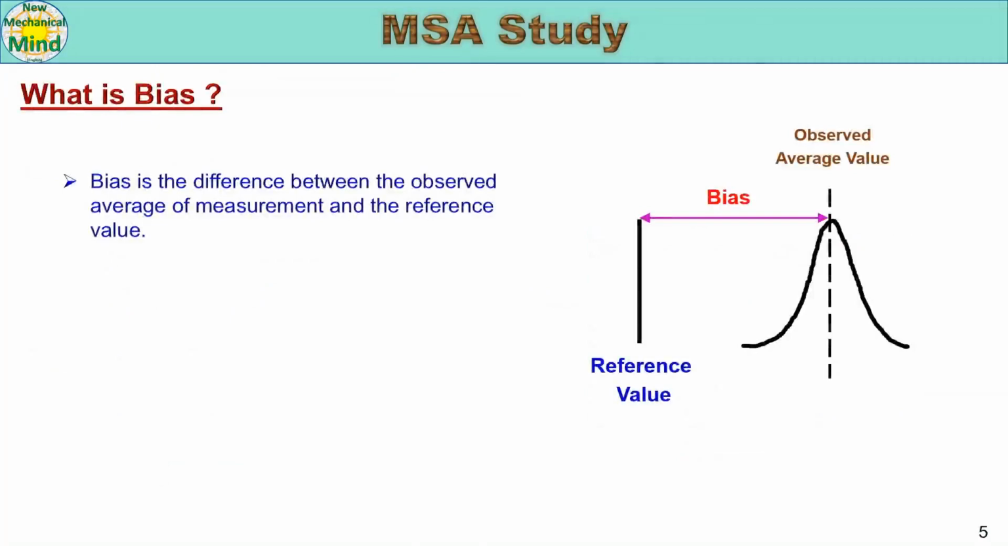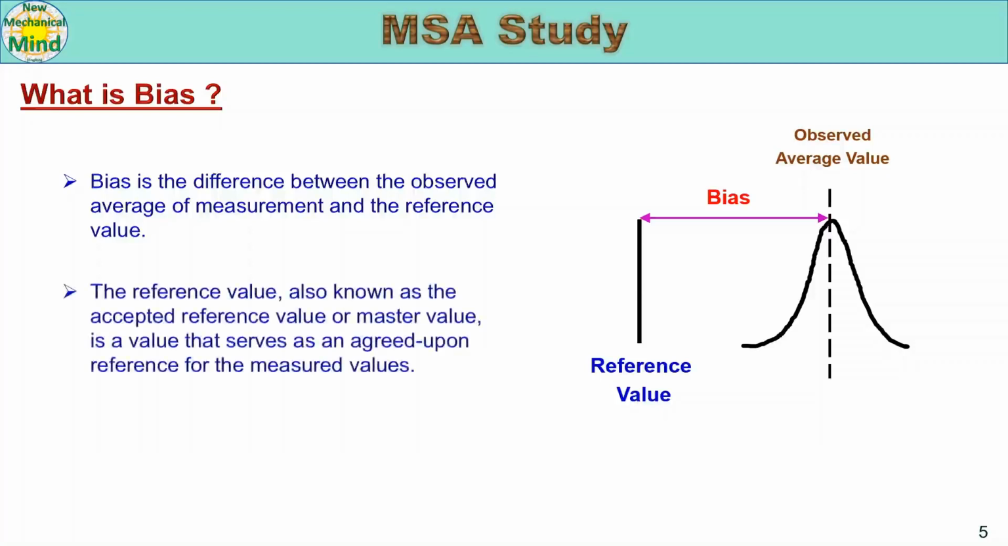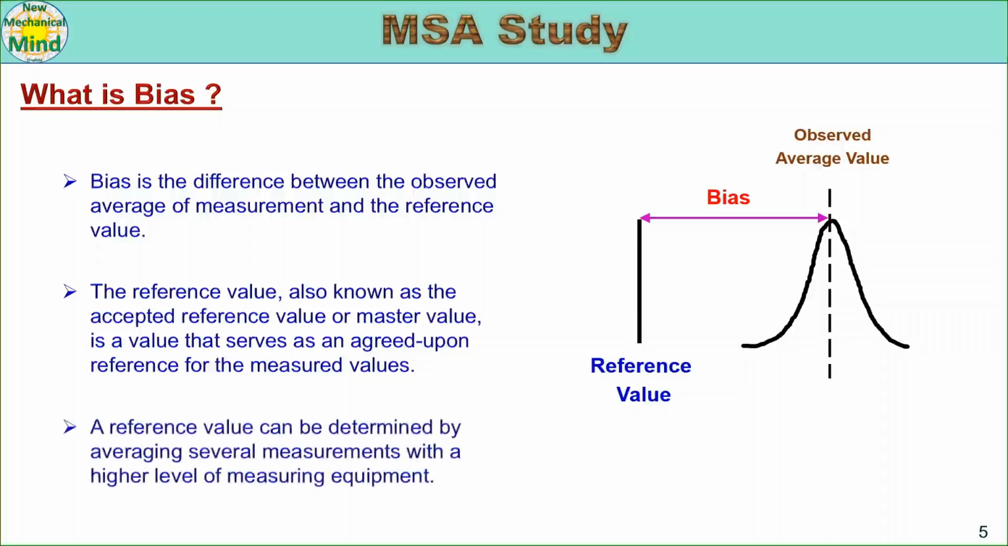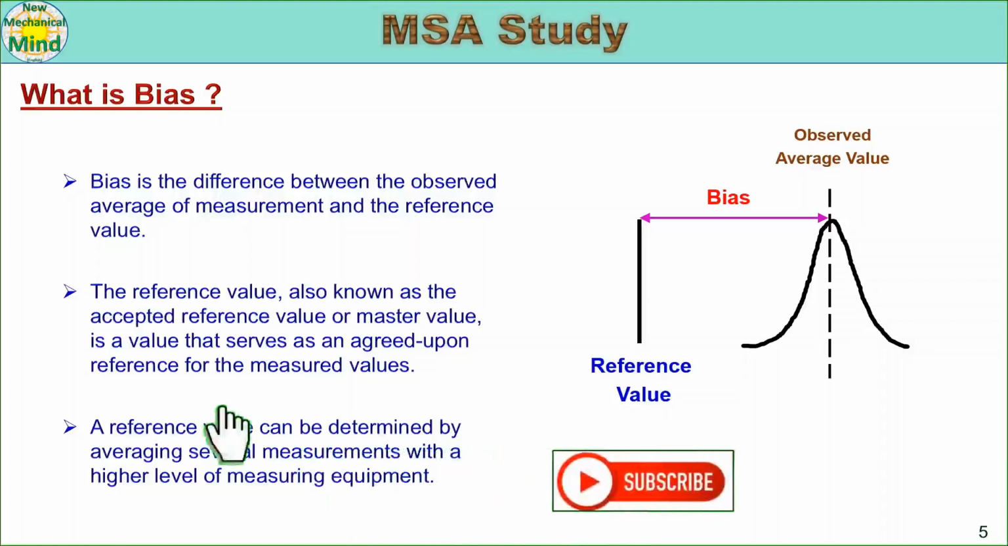Next, what is bias? Bias is the difference between the observed average of measurement and the reference value. The reference value, also known as the accepted reference value or master value, is a value that serves as an agreed upon reference for the measured values. A reference value can be determined by averaging several measurements with a higher level of measurement equipment.